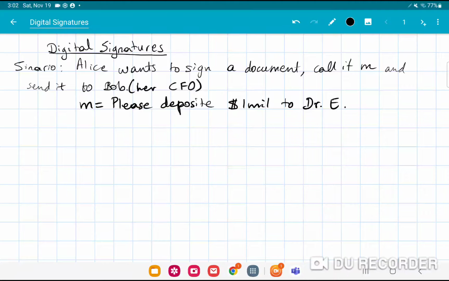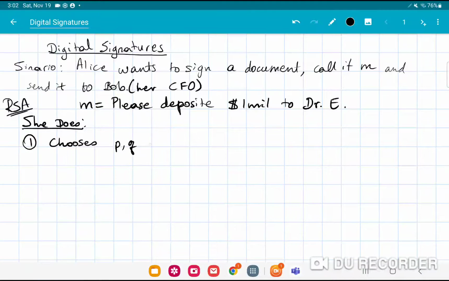Okay, so this is what she does. I'll show you what she does first, and I'll show you what he's going to do. This is an RSA type signature scheme, and the next one that I'll talk about will be an ElGamal signature scheme. So this is the RSA signature scheme. So first she chooses two large primes.